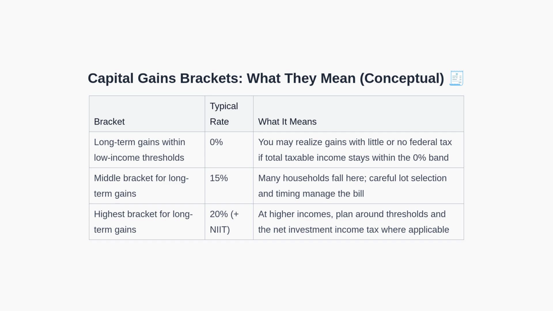This conceptual table explains how long-term capital gains brackets work without relying on year-specific thresholds. The lowest bracket can allow 0% taxation if your taxable income remains within that band. The middle bracket is 15% for many households. At the highest bracket, the rate is 20%, and, depending on circumstances, the net investment income tax can apply. Always check the current IRS thresholds for your filing status each year.